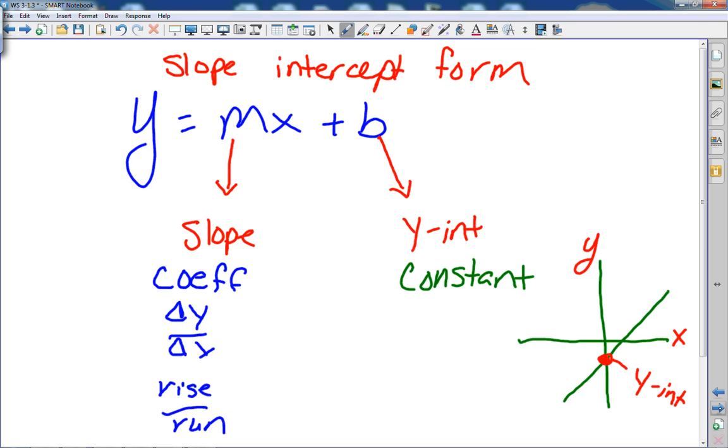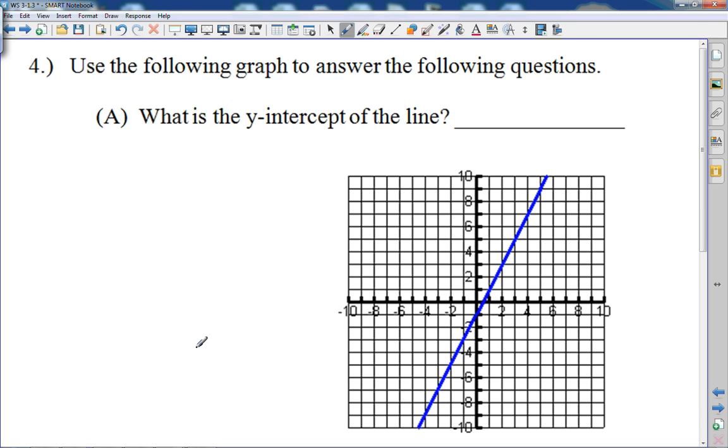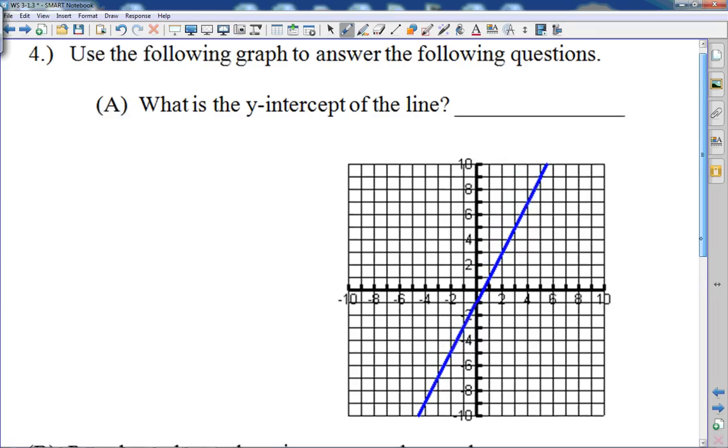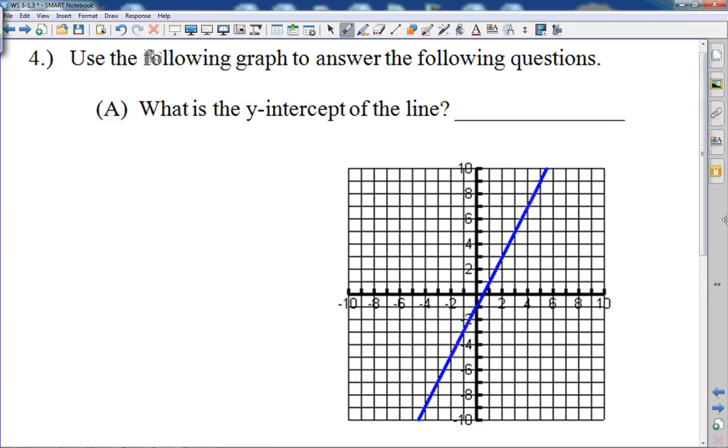Next, oh, we already did those notes. There we go. It says use the following graph to answer the questions. Use the following graph to answer the questions. What is the y-intercept? Remember, this is the x, this is the y. Put a dot on the y-intercept, or if you're just looking at the computer, point to the y-intercept.